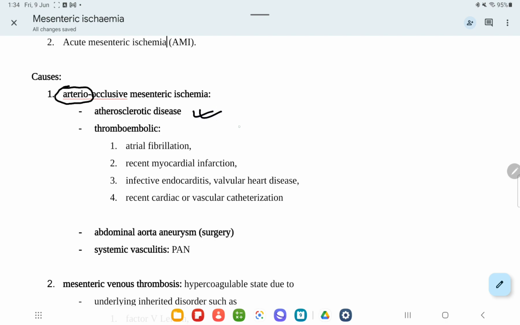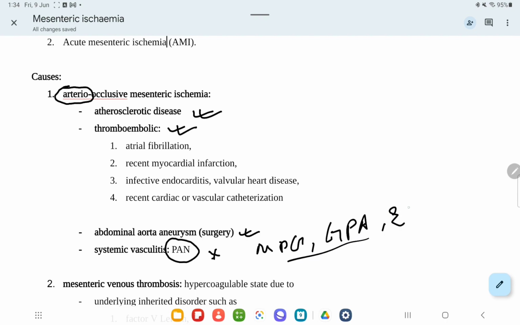So an older patient presenting with this type of abdominal pain is most likely having atherosclerotic changes involving the mesenteric vessels. Number two, thromboembolic disorder. Number three, abdominal aortic aneurysm, or recent abdominal aortic aneurysm surgery. And most important, systemic vasculitis. Among systemic vasculitis, the medium vessel vasculitis, PAN, polyarteritis nodosa, is the most important one. Also small vessel vasculitis like MPA or GPA.